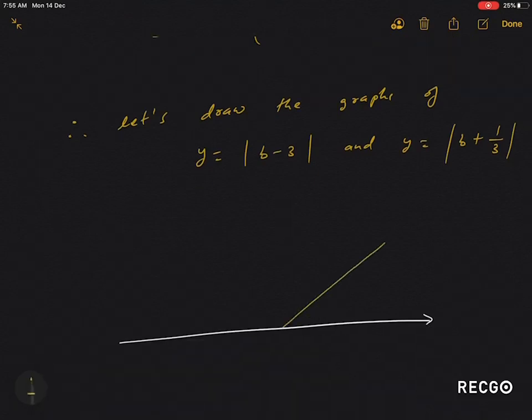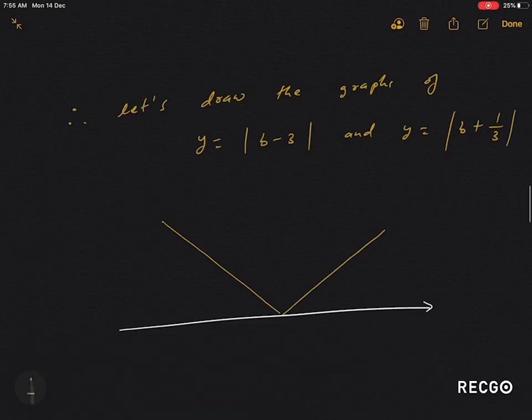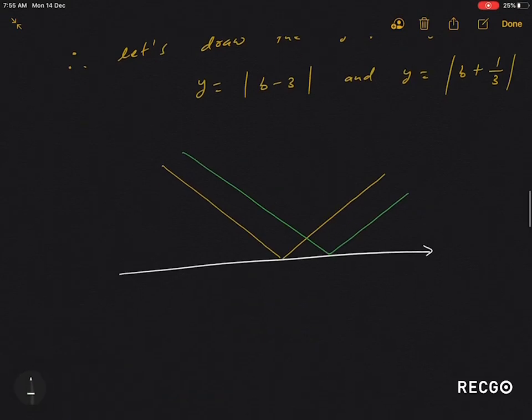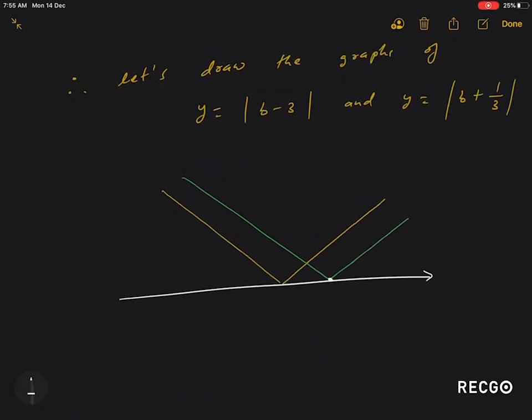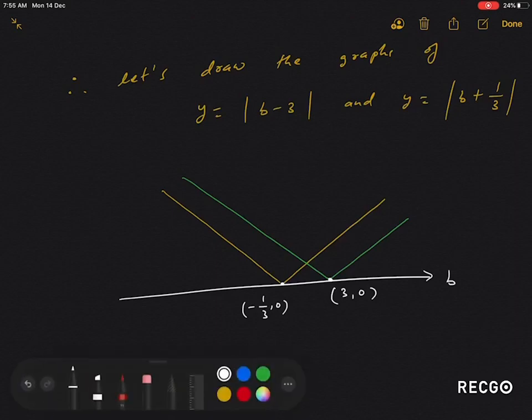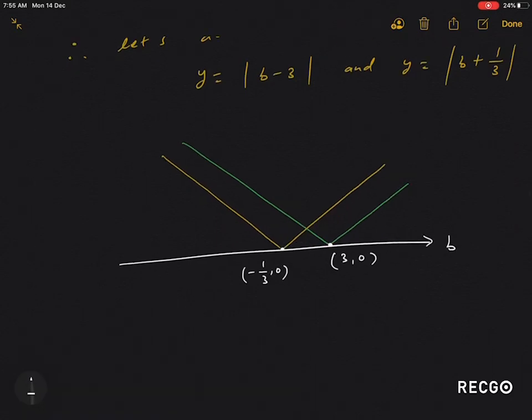I'm drawing the first curve, that is mod of b minus 3, as you can see with the green line, and with the yellow line, mod of b plus 1 by 3. So this is actually 3 comma 0 and this is minus 1 by 3 comma 0. And since these two graphs, the green and the yellow, are intersecting at a point, as you can see clearly in the graph, we also must find that point of intersection.